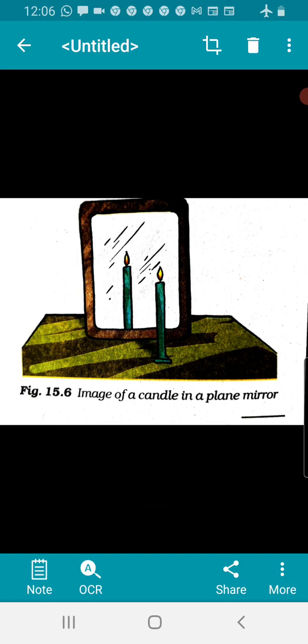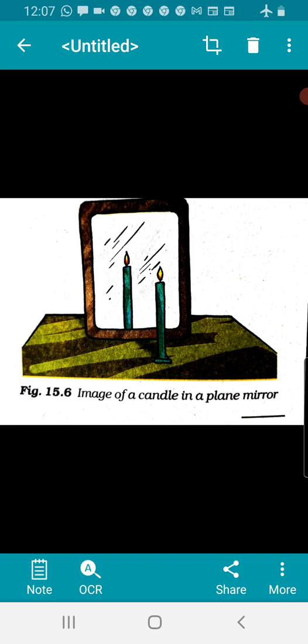Place a lighted candle in front of a plane mirror. Try to see the flame of the candle in the mirror. It appears as if a similar candle is placed behind the mirror. The candle which appears behind the mirror is the image of the candle formed by the mirror. The candle itself is the object. Here, the candle is an object, and what you can see in the mirror is the image.